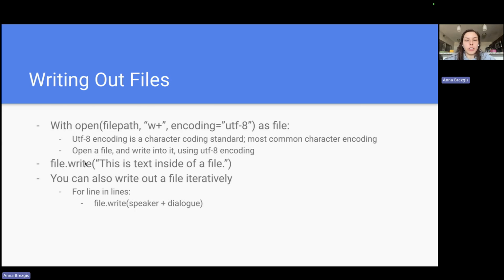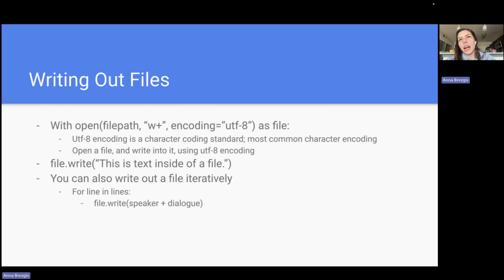So again, this is from the getting started with open file path, W plus, encoding as file. We're opening something and saying this is our file, opening it as a file. File path is your path. The path is already kind of defined in the getting started one, so that's not super important, but the path is like, where are we going to get this file? Or we know W plus and then UTF-8 encoding.